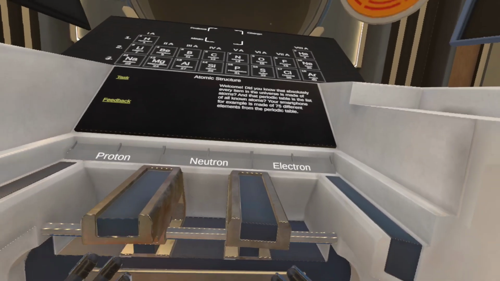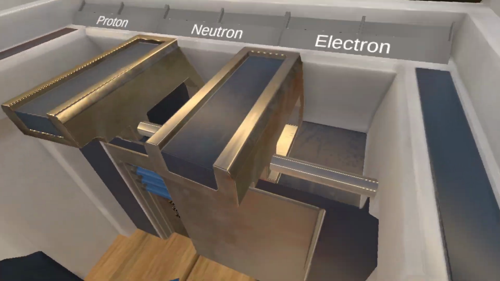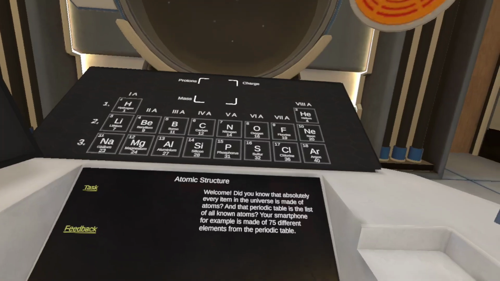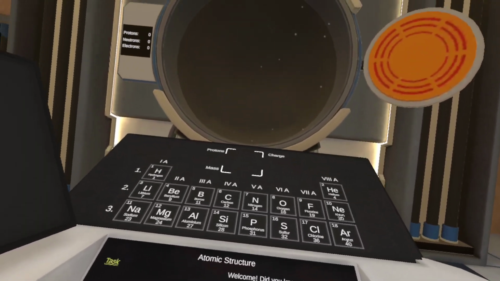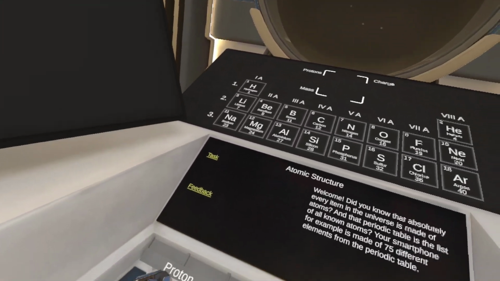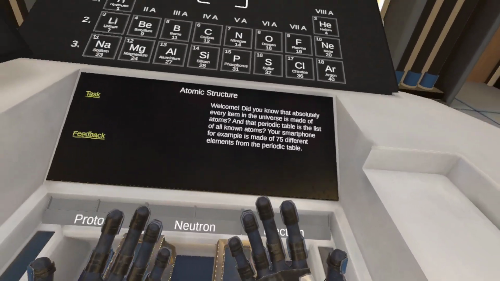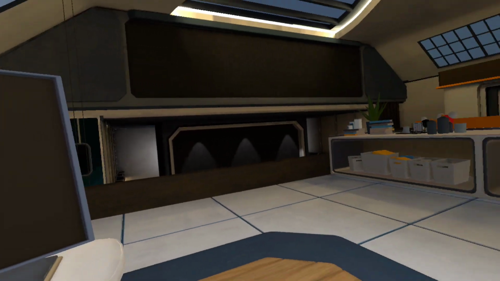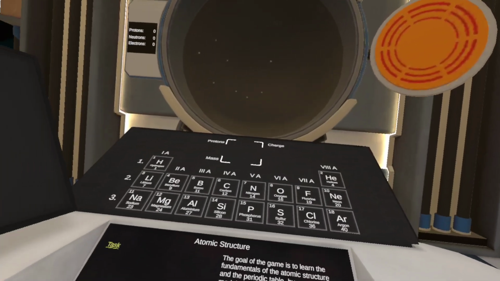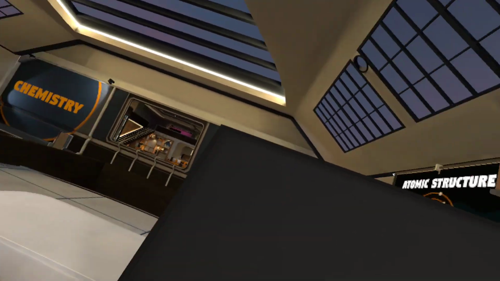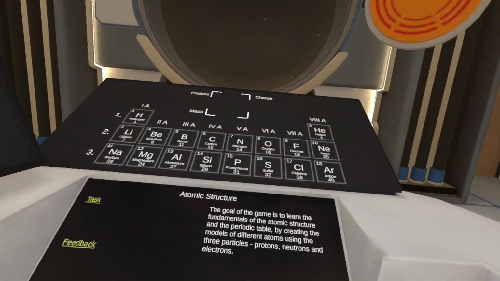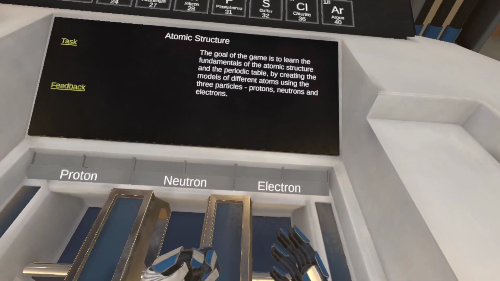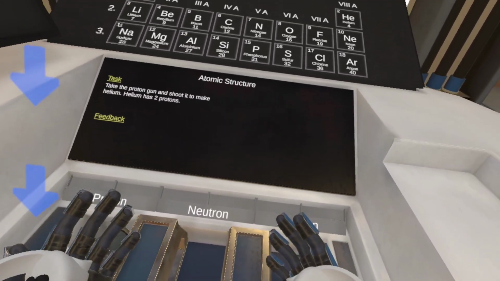Welcome! Did you know that absolutely every item in the universe is made of atoms? And that the periodic table is a comprehensive list of all known types of atoms, each defined by its unique number of protons? Your smartphone, for instance, is composed of atoms from 75 different types, also known as elements on the periodic table. The goal of the game is to learn the fundamentals of the atomic structure and the periodic table by creating the models of different atoms using the three particles: protons, neutrons, and electrons.